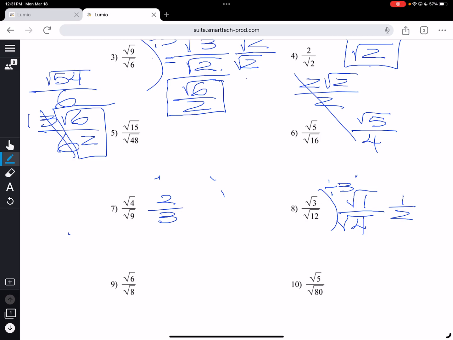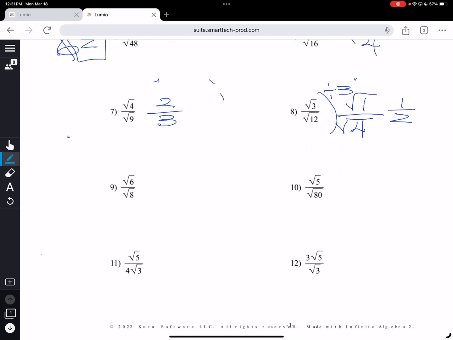Number 9. Can we simplify? Remember to simplify first, then look for perfect squares. Can you? Yeah, they're both even. Radical 3 over 2. So we simplify by 2. And we have radical 3 over radical 4. And you know 4 is a perfect square, so radical 3 over 2.